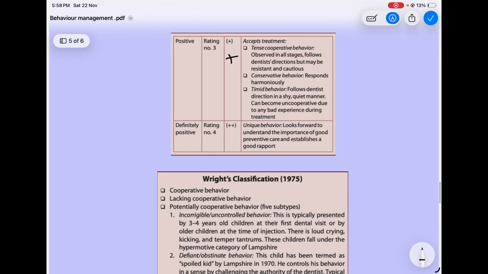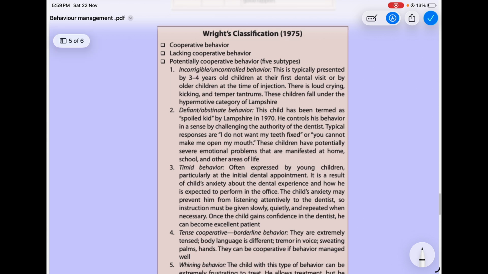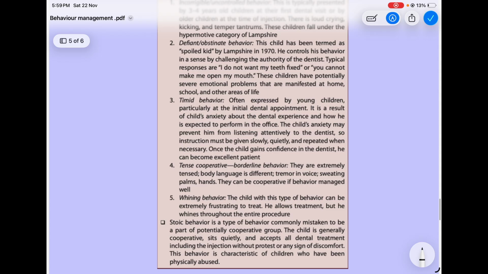And rating number 4 is definitely positive, including double plus. Unique behavior, looks forward to it, understands the importance of good preventive care and establishes a good rapport. Then the Wright's classification in 1975. So they classified the behavior into four types.